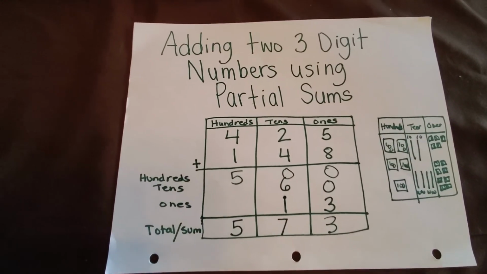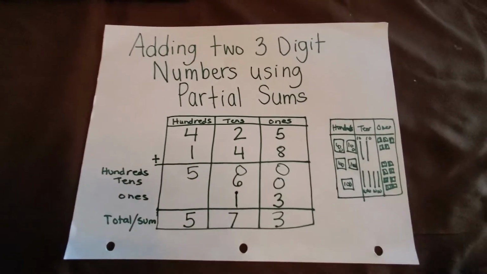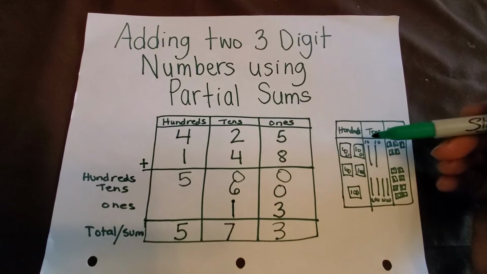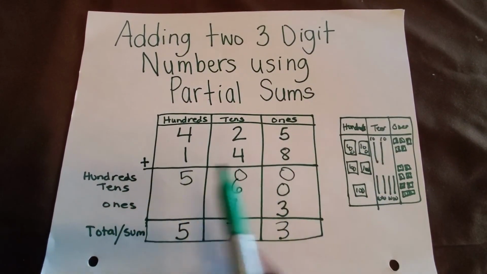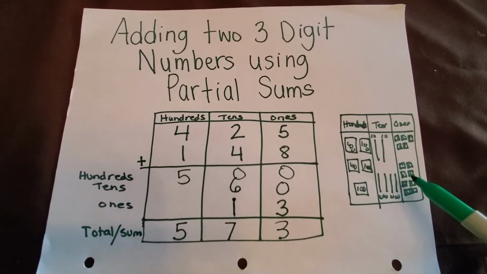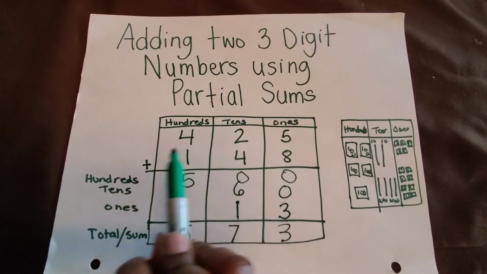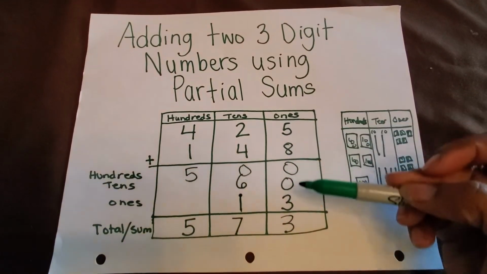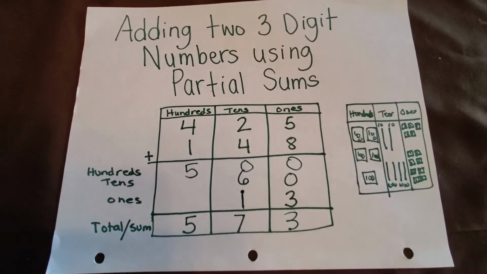Once again, we are adding two 3-digit numbers using partial sums. When you're using partial sums, you can also make your models or your base 10 blocks that will align with each add-in. And if you add all of these together in your base 10 blocks, you'll still get 573. Partial sums is showing you the value of each place that you have, the ones, the tens, and the hundreds.